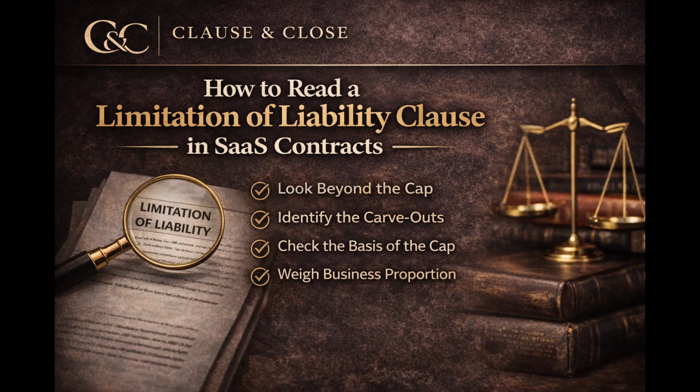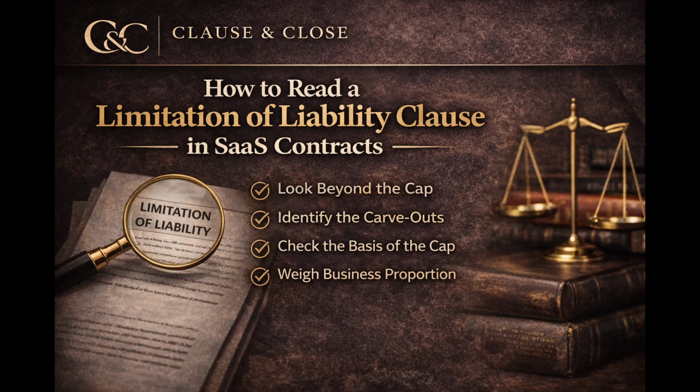So, let us start with the first thing most people look at, the cap amount. Usually, the clause will say something like liability is limited to the fees paid under the agreement over the previous 12 months. Sometimes, it is the fees paid or payable over 12 months. Sometimes it is the total fees paid under the contract. Sometimes it can be a fixed amount.